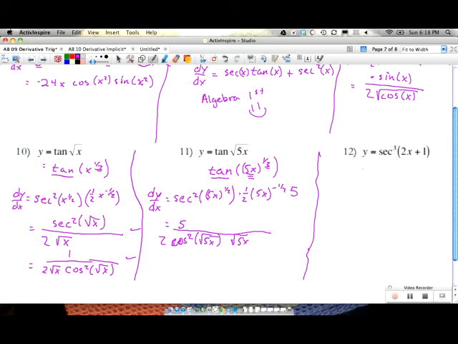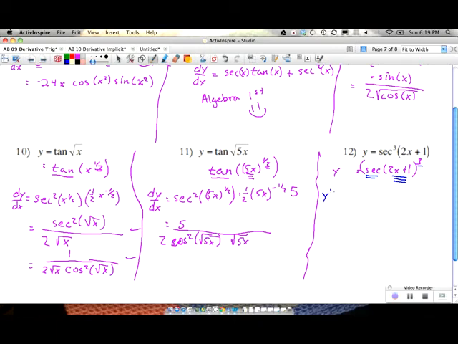So for this one, it says y equals secant cubed. That means secant of 2x plus 1 quantity cubed. So that's what our function really is. So now if we're trying to identify these layers, I see this cubed as the first layer, secant as the second layer, the middle layer, I guess you could say. And 2x plus 1 is that third layer.